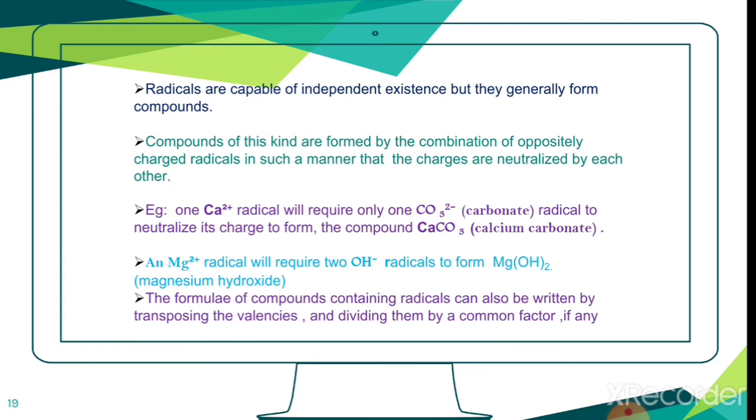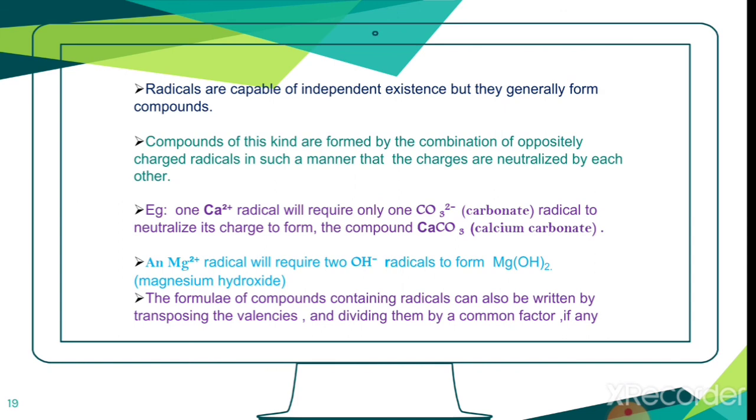Another example is magnesium. Magnesium 2 plus also requires 2 minus charge to neutralize the compound. So Mg2 plus will require OH minus, which has only 1 minus charge. That's why 2 OH minus are taken into consideration. That means Mg2 plus requires 2 OH minus to form Mg(OH)2.